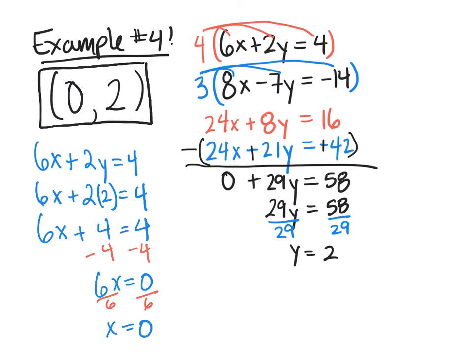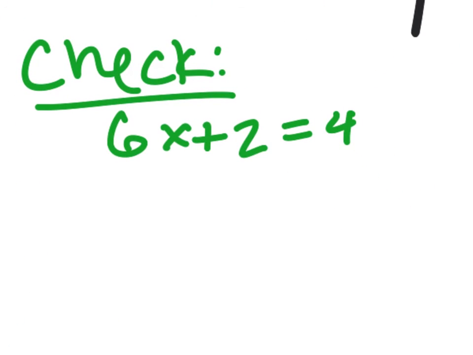And then, obviously, I'm going to check, because I like to be accurate, and I want to make sure I've got the right answer. So let me write these in up here. I'm going to say 6x plus 2y equals 4, and the other equation is 8x minus 7y equals negative 14. And I want to say one more time, you need to check both of them. Don't get lazy and just check one. You need both. Okay, so I have 0, comma 2 as my answer. So that's the x, that's the y.